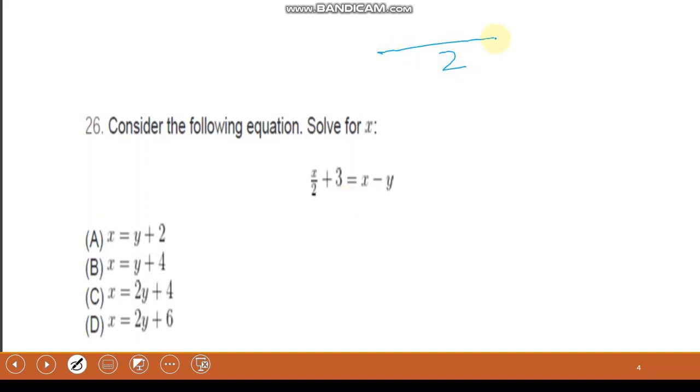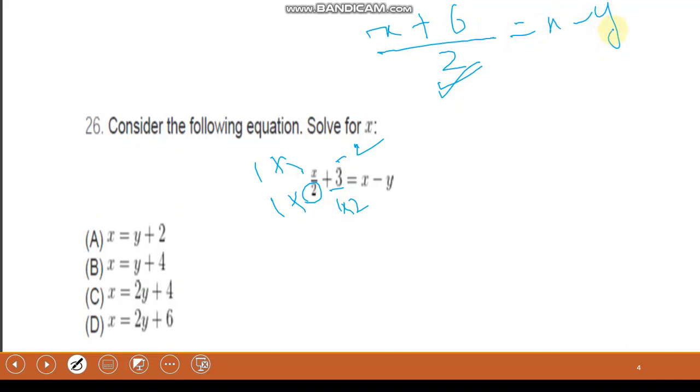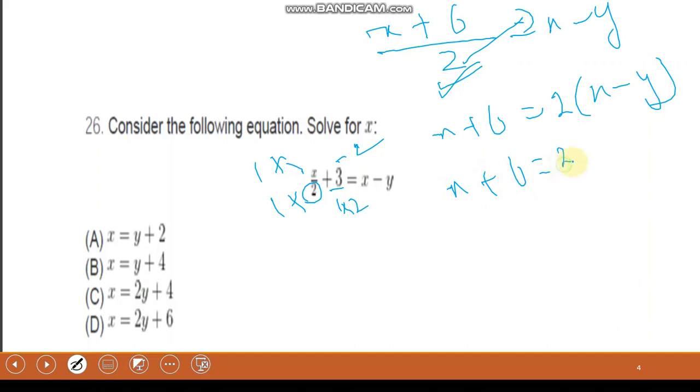Now here, you have to multiply 2 by 1 in order to get this 2. So this must be multiplied by 1 as well. It will become x plus... Now there is 1. You have to multiply with 2 in order to get this 2. So this must be multiplied with 2 as well, which will give me 6 is equal to x minus y. Now x plus 6 is equal to this, which will come here and get multiplied, x minus y. x plus 6 equals 2x minus 2y.